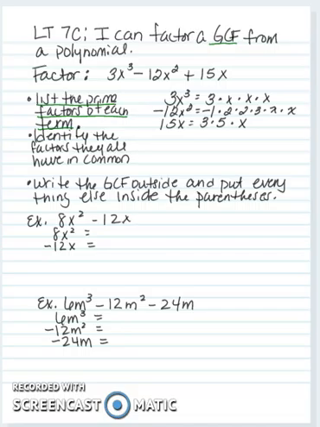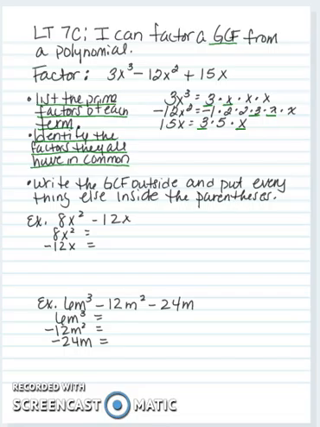Once we have the factors listed as prime factors, we identify the factors that all of them have in common. So as I look at my lists, I see that there is a 3 in each one of these lists. I also see there is an x in each one of these lists. There are not any other numbers that are in each list.